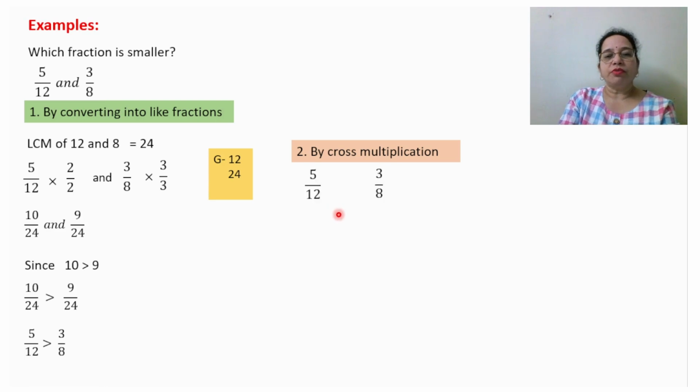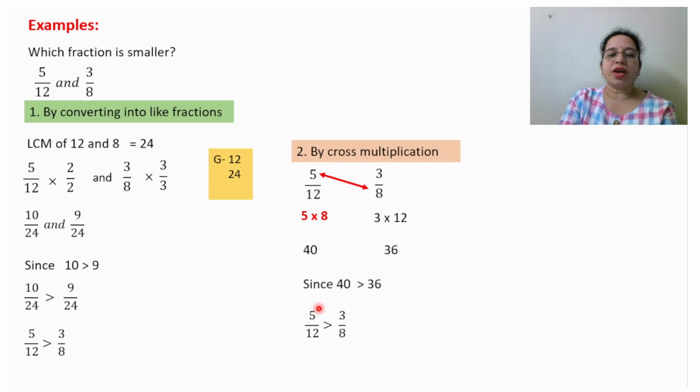Now the same question we will solve by cross multiplication method. So we will join these two numbers. So 5 8s are 40 and the remaining numbers will be 3 multiplied by 12. So this is 40 and this is 36. Since 40 is greater than 36, what does it mean? 5 upon 12 is greater than 3 by 8.